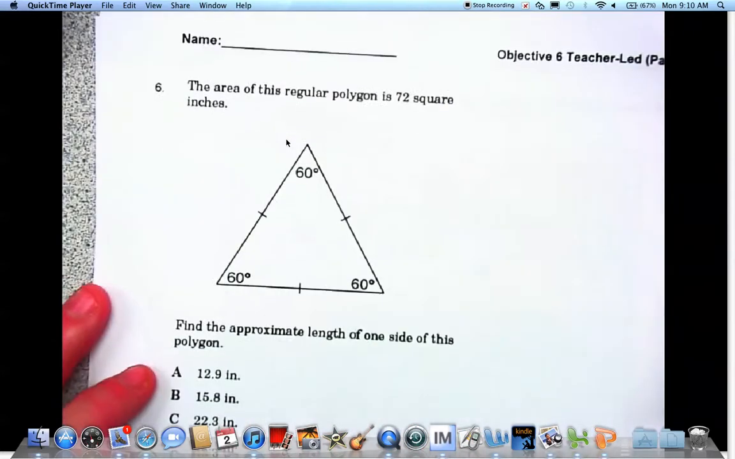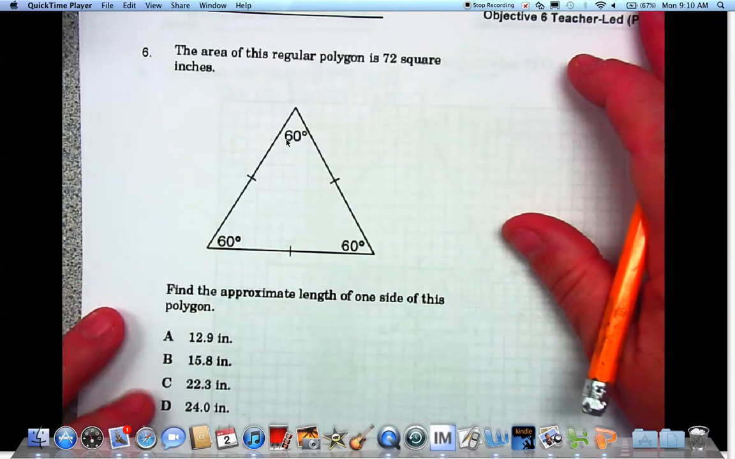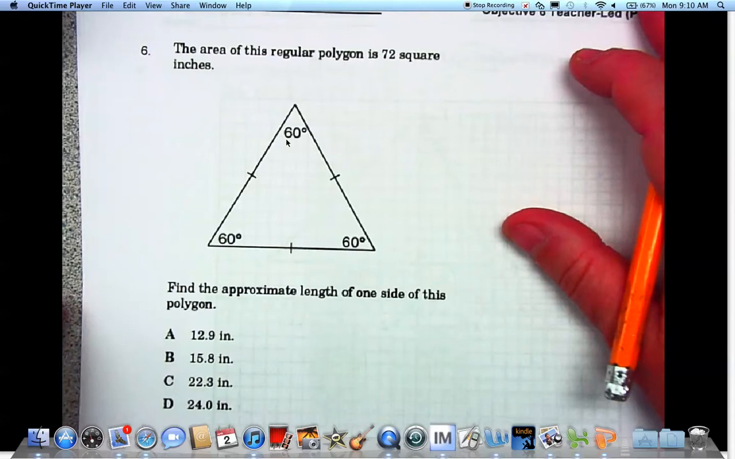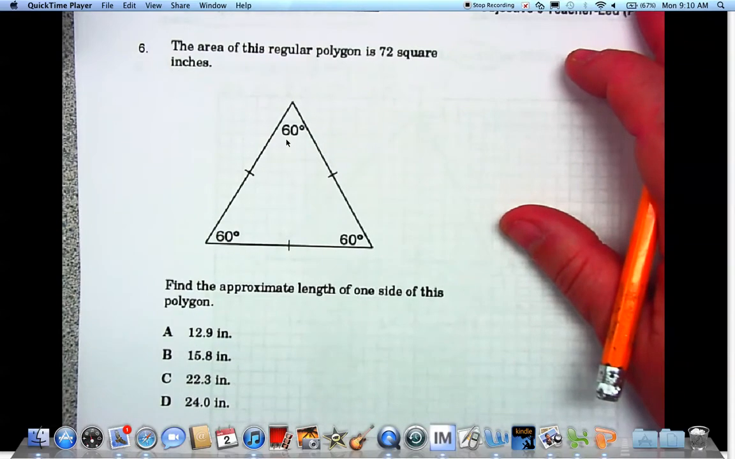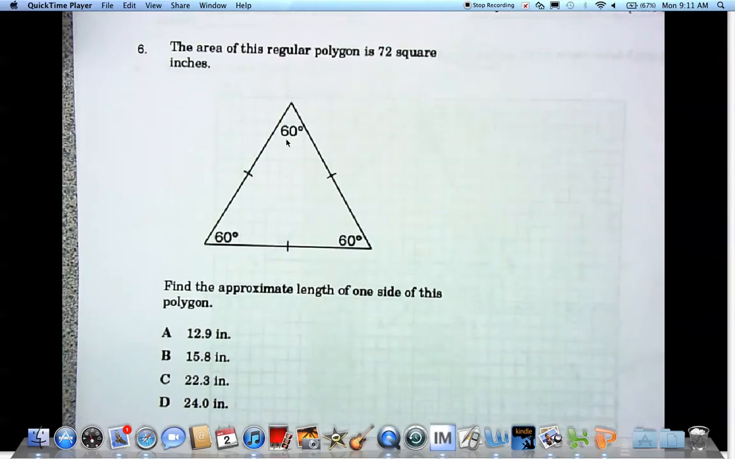Okay, number 6 is one of the hardest problems on a TAKS test. It's not real hard. It can be really time consuming, but let's look at this. The area of this regular polygon is 72 square inches. What does regular mean? All sides are the same. Like, if you have a regular hexagon, all 6 sides are the same.